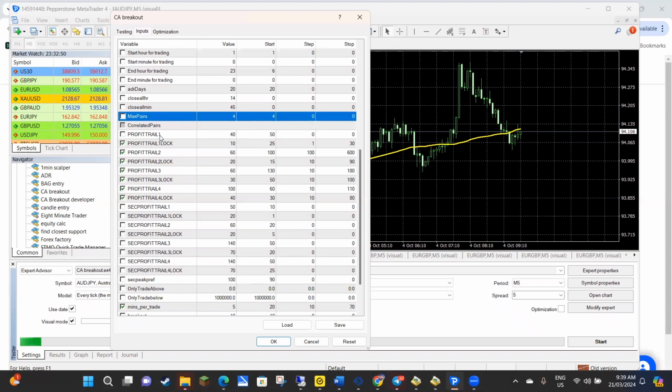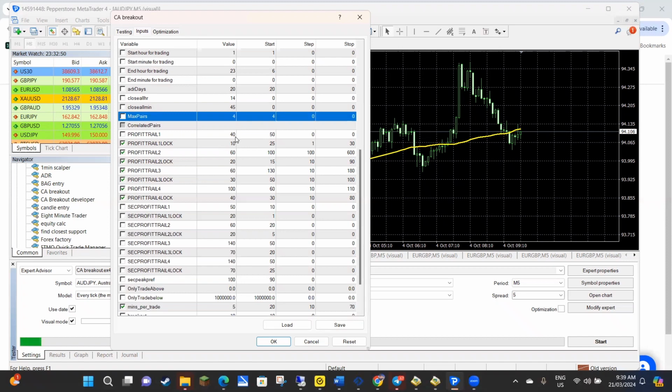So if you just have one trade open and it gets into $40 of profit, then it's going to lock in 10. So if the market then retraces and gets back down to 10, it's going to close that trade and you'll take $10 profit.